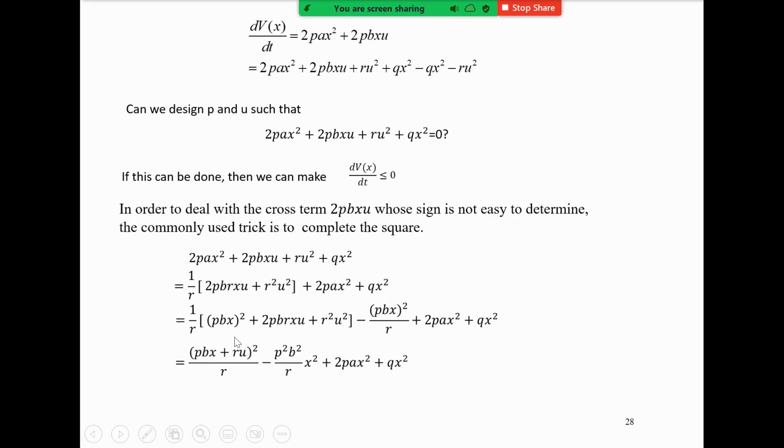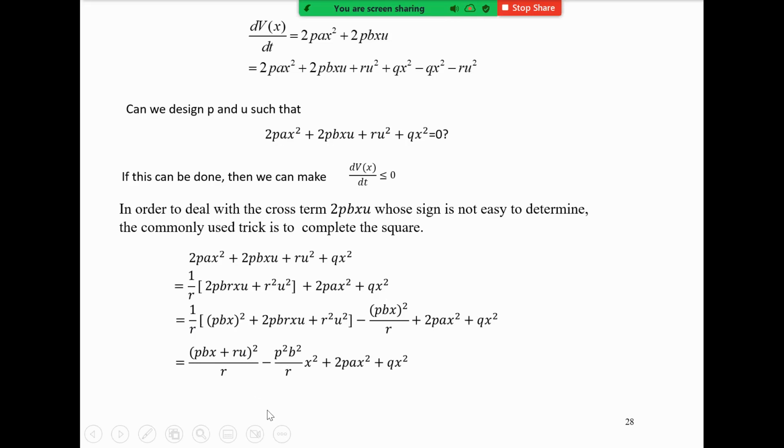So that's what we mean by complete the square. I put this one into a form of square of something. Because once we put it into a form of square of something, we know whether it's positive or negative, right? Okay, so here, that will be the square of pbx plus ru. That is this term, right? Square, and then we just copy the other 3 terms.